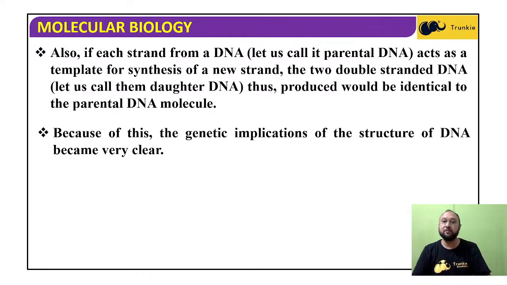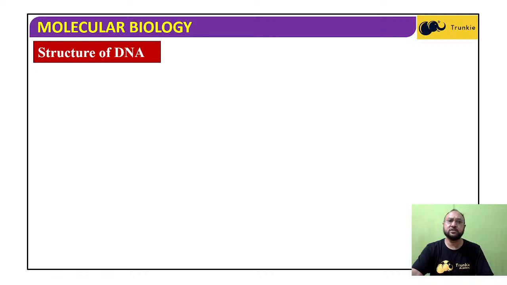Because of this feature, the genetic implications of the structure of DNA became very clear. The parent DNA which is replicating acts as a template for the synthesis of a new strand. For example, if we take one single strand, and this forms a template for the new double strand, that will be identical to the parent DNA molecule. Because of this, the genetic implications of the structure of DNA became very clear. Okay, so the structure of DNA.